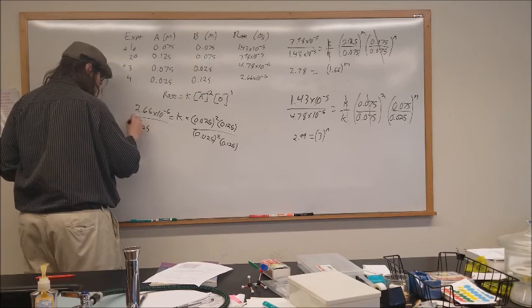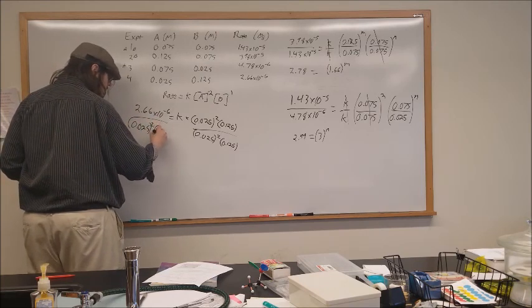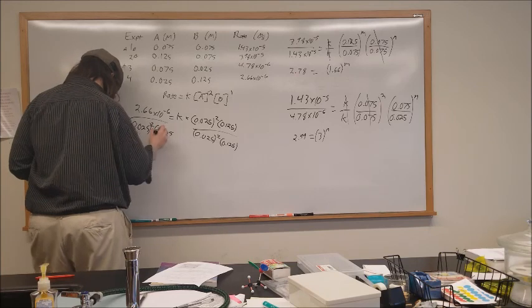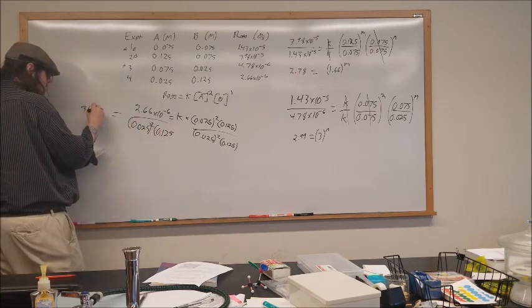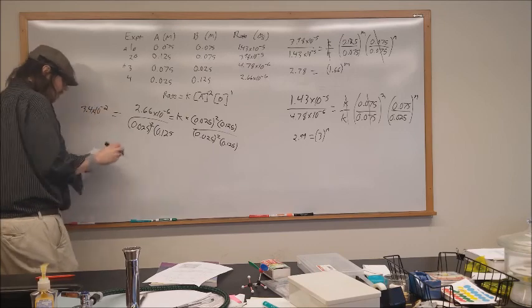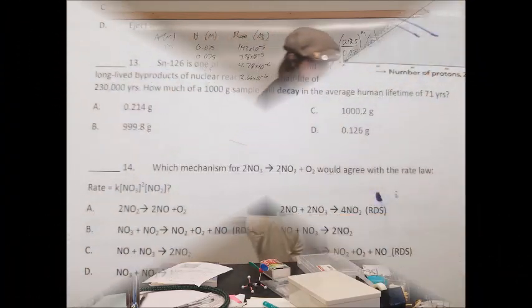And that will give us our K. Our K ends up being 3.4 times 10 to the negative second, or answer C.